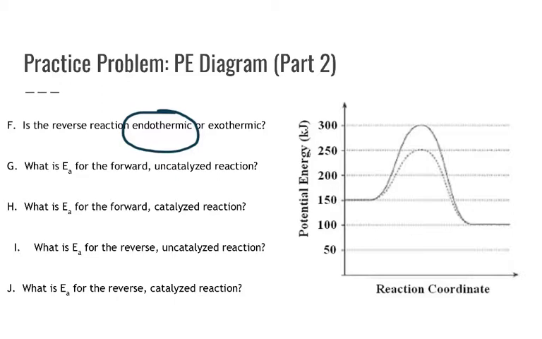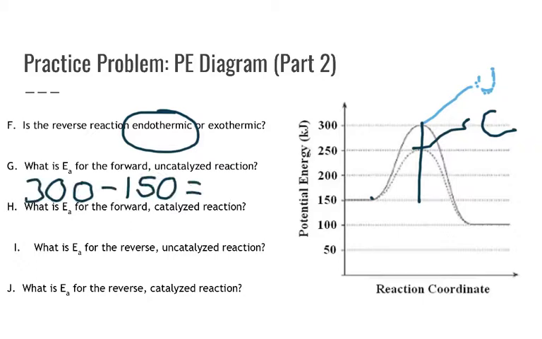Because now I'm going to show you how to get activation energy. Remember, the higher point is showing the uncatalyzed reaction, so I'll put a U, and the lower point is showing the presence of the catalyst, so the catalyzed reaction. So we look at question G. It's asking for the activation energy for the forward uncatalyzed reaction. And remember, to get your activation energy, you're looking from the start to the highest point. So in this case, it would be 300 minus 150, which equals 150 kilojoules.